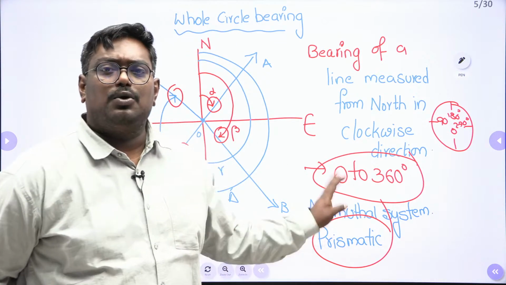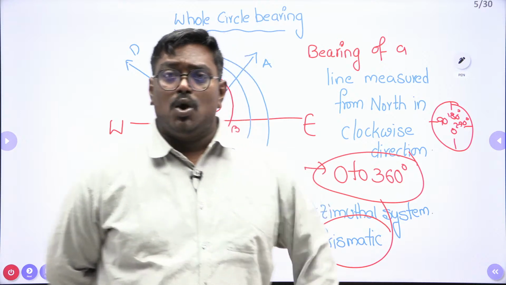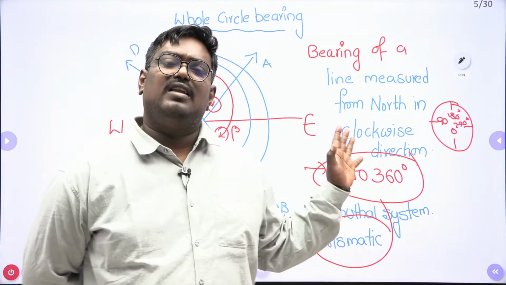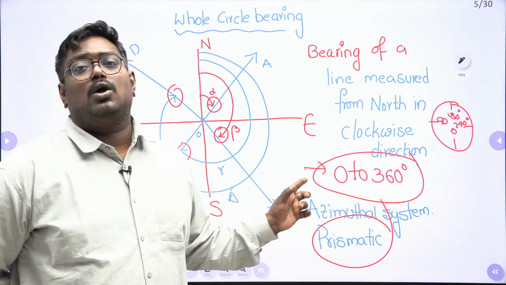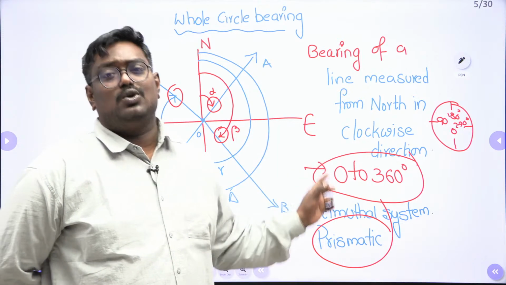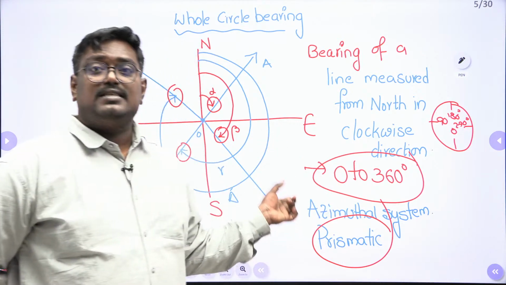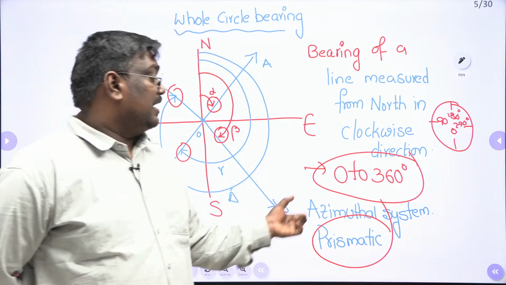Again, I conclude this, my dear students. Whole circle bearing means bearing of a line is always measured from north and always in clockwise direction. It varies from 0 to 360 degrees. This system is also known as the azimuthal system.